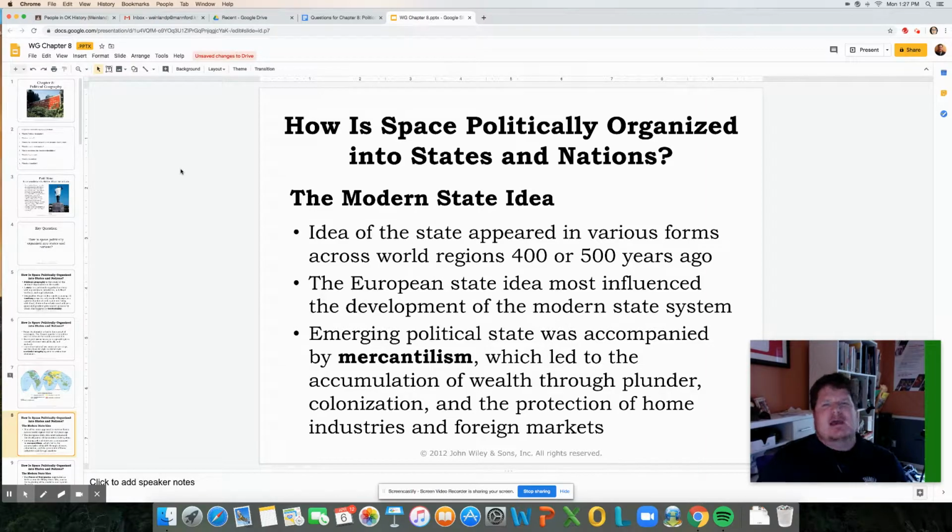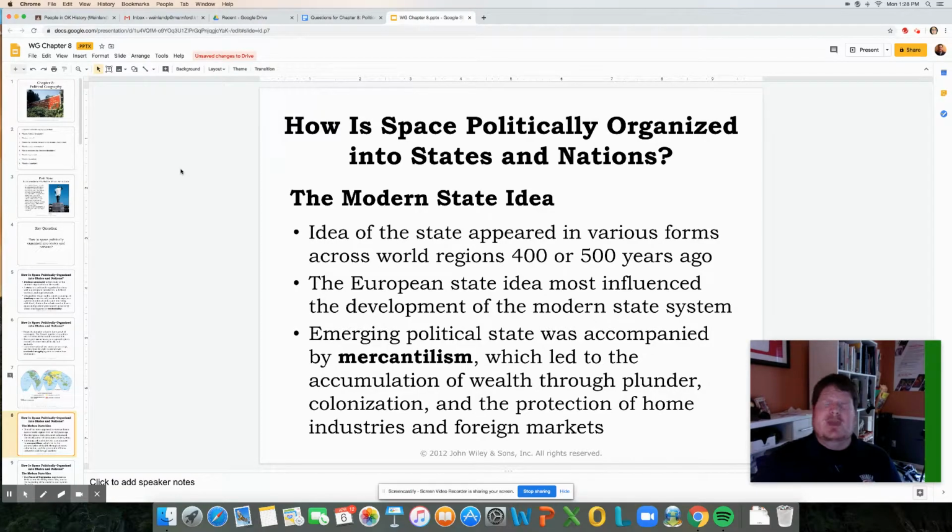So here, the modern state idea: a lot of the countries you see today formed over 400 to 500 years ago. Europe started to develop a more modern system, got away from kingdoms, and moved into building more stable governments. This is all because of mercantilism, because of the accumulation of products and wealth. This caused plunder, colonization, protection of home industries, and foreign markets.